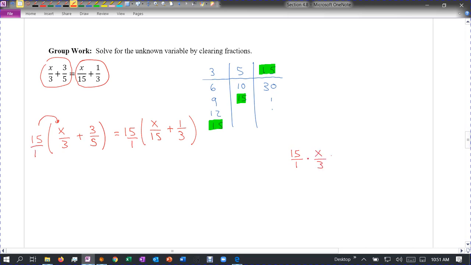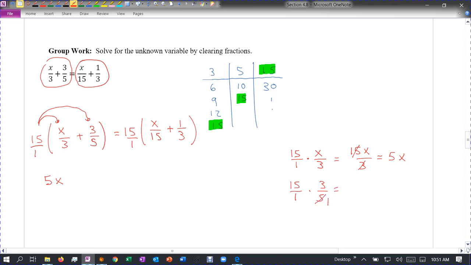Okay, now times X over 3. So what would this give you? This would give you 15x over 3. And then these reduce. So 3 goes into 15 5 times. So you'd have 5x there. So that first term, you're going to get 5x. Let me just do this next one like this. So I'm doing 15 over 1 times 3 over 5. This time I'm going to do it this way.